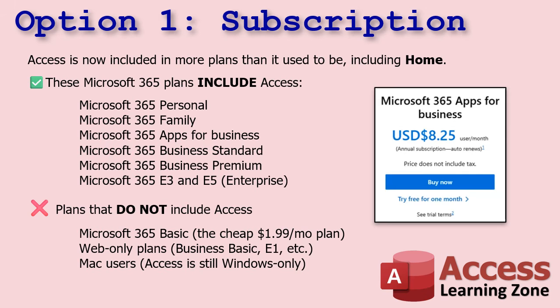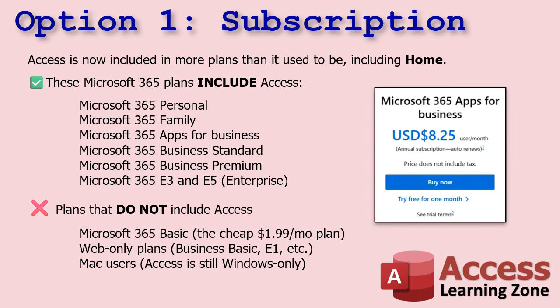Access is no longer just in the business plans. It is now included in the consumer plans too, which is a good thing. So yes, Microsoft 365 Personal and Microsoft 365 Family both include Access. Now that's new compared to how things used to be. It's also still included in the business plans like Apps for Business, which is the one that I use, Business Standard, Business Premium, and the Enterprise plans like E3 and E5.